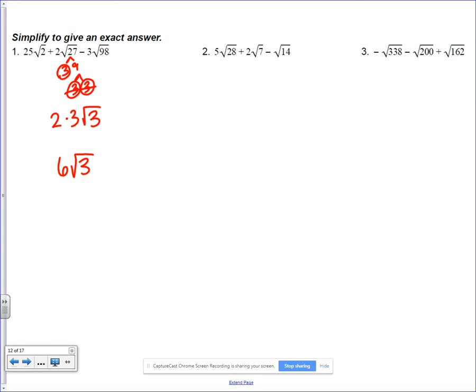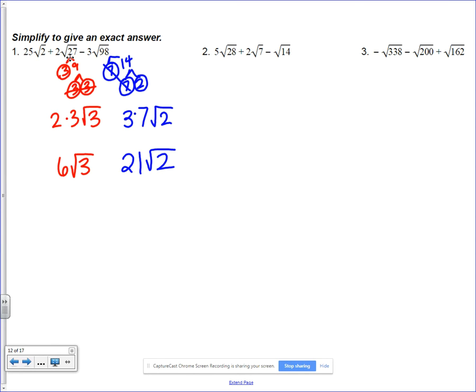Yes? Okay, let's go to the 98 now. 7 and 14, you said? How about the 14? Okay, was there anything out front to start with? Okay, any pairs? Okay, and what's left underneath? Okay, what is 3 times that 7? And then the radical 2's underneath?